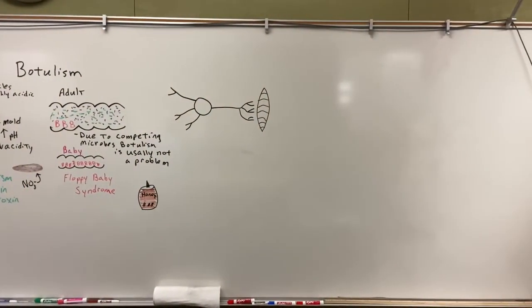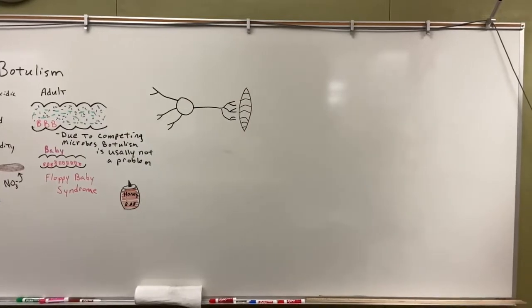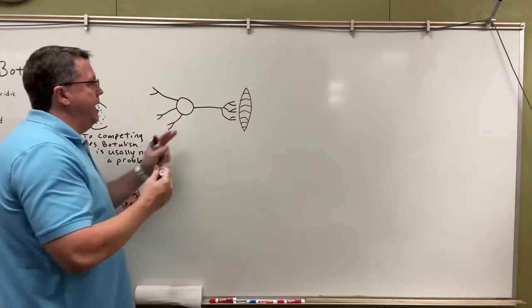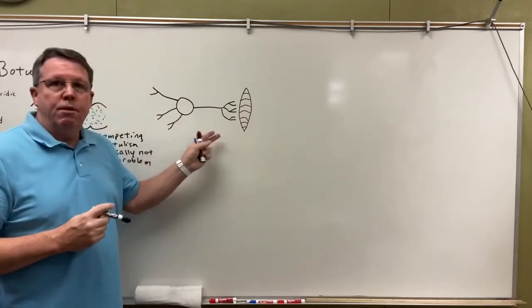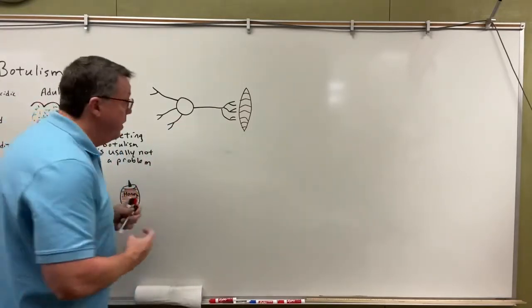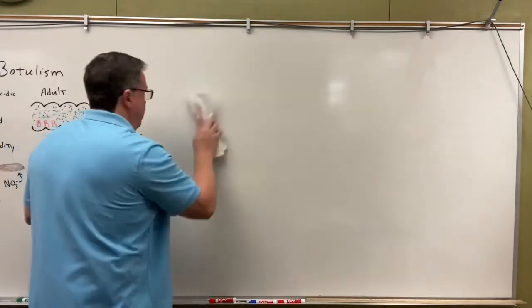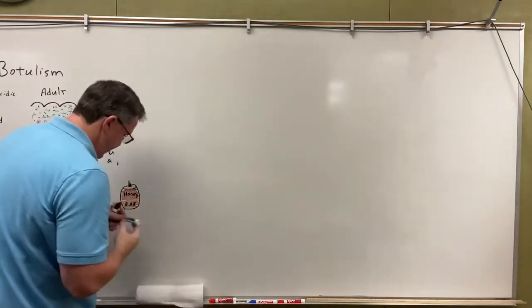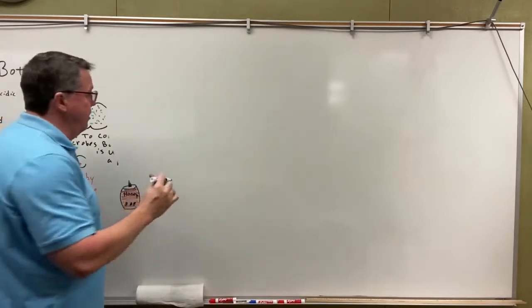Okay. And here's what's going to happen. This is a motor neuron. Motor neuron means it's going to move muscle. I'm actually going to draw this a little bit bigger. And before I even draw that, there's something else I forgot to draw.